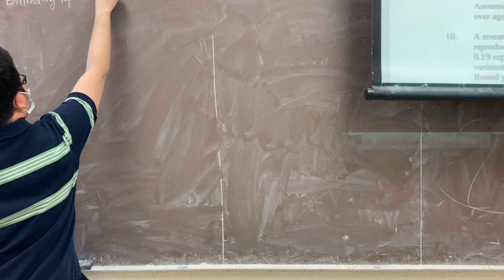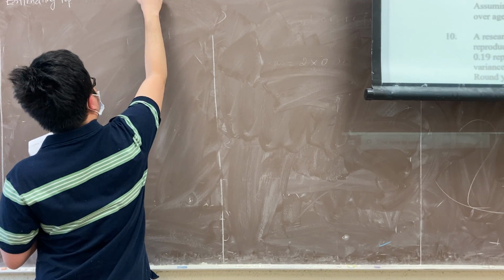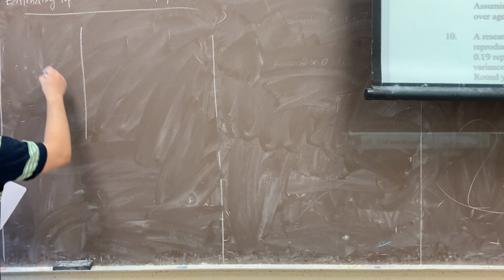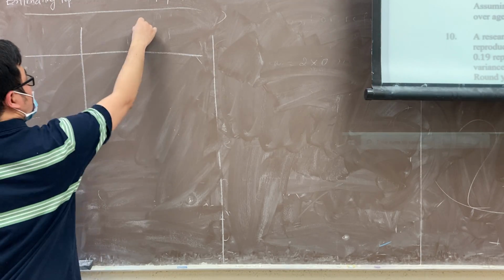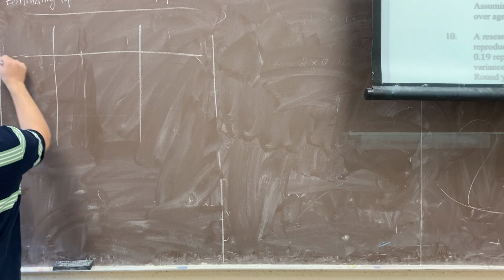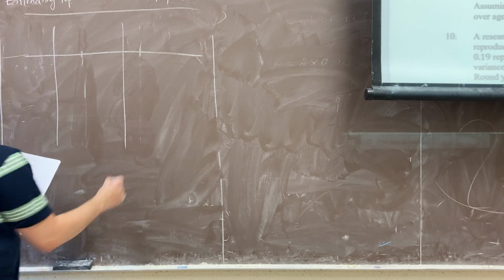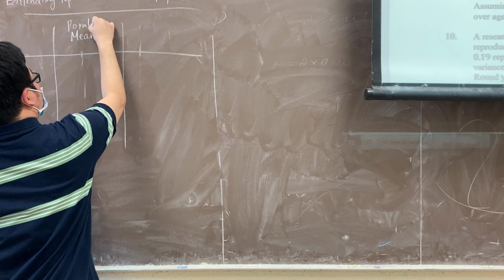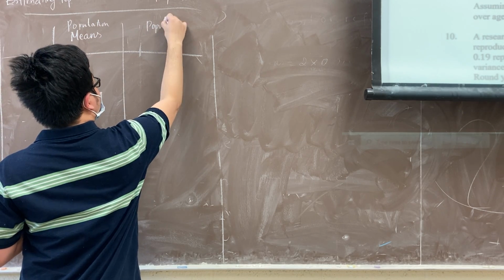So we are estimating the population mean and proportion. Okay, I will write the table for you to make it easy to look at. We have 3 columns. So this is the mean. How do we calculate it? We estimate the population mean. And this one is the population proportion.